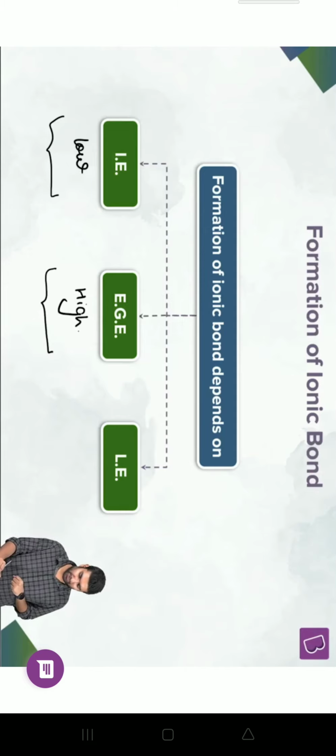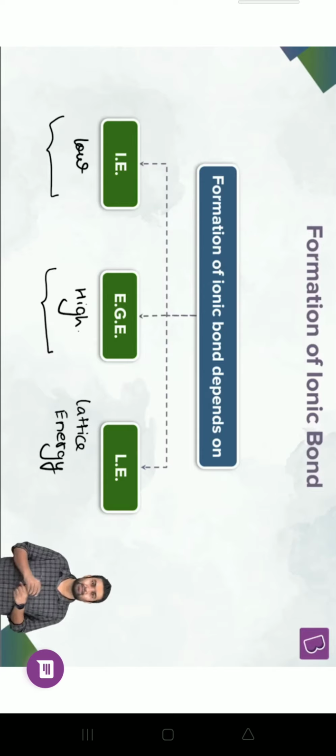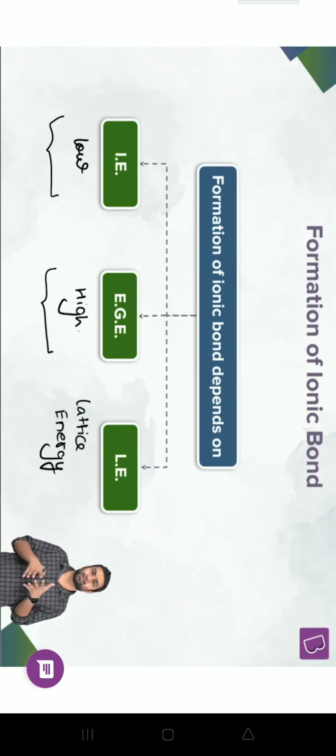And the third one here, LE, what is this? So this is lattice energy. We have not studied it yet. Let's dive deeper into this term. Now, to understand lattice energy in a better way, let's try to think of an analogy, something that is slightly oversimplified.